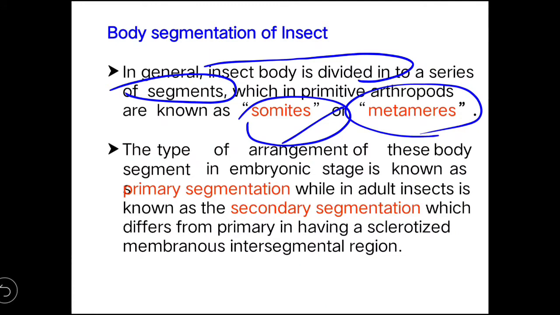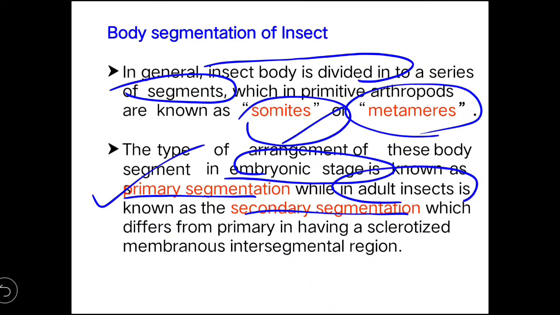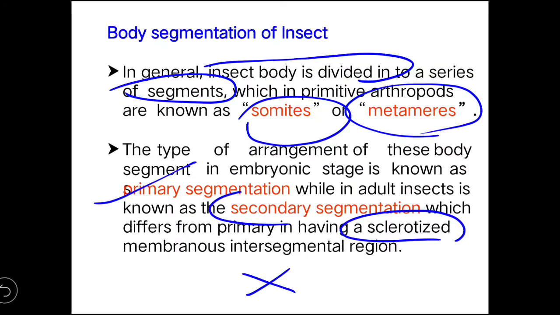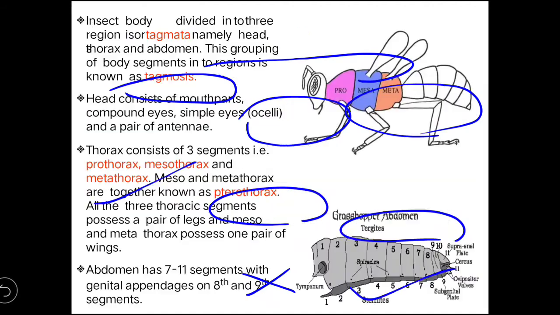Okay, so next we will see the primary segmentation and the secondary segmentation. When inside the insect body the segmentation takes place in embryonic stages, it is known as primary segmentation, and when the segmentation takes place in adult insect, it is known as secondary segmentation. So what is the difference between these two segmentations? In case of the primary segmentation, sclerotization will not occur, whereas in case of the secondary segmentation you will find the sclerotized body of the insect.